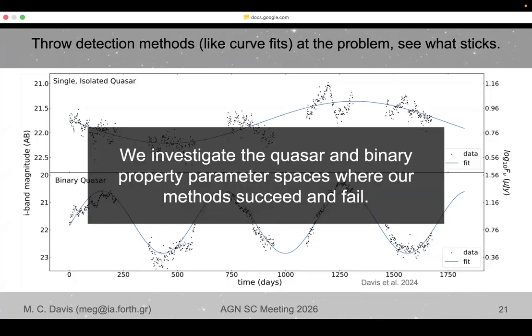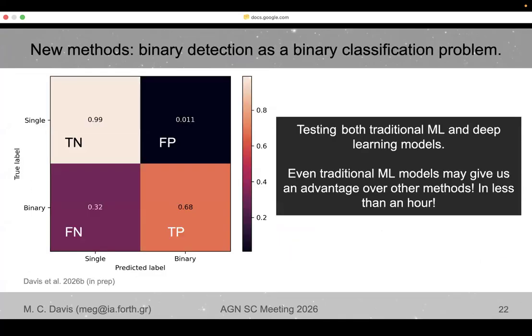There are other methods that we could throw, of course, but before that, we actually investigate the quasar and binary properties and determine where our methods succeed and where they fail. We have other methods, like I said, exploring questions like what happens if we treat the binary detection problem as a binary classification problem. Throwing traditional machine learning, so random forests, all the way through deep learning models and 2D CNNs, and seeing what succeeds, what fails, and what do we need to do to make it succeed better and work well with other detections.